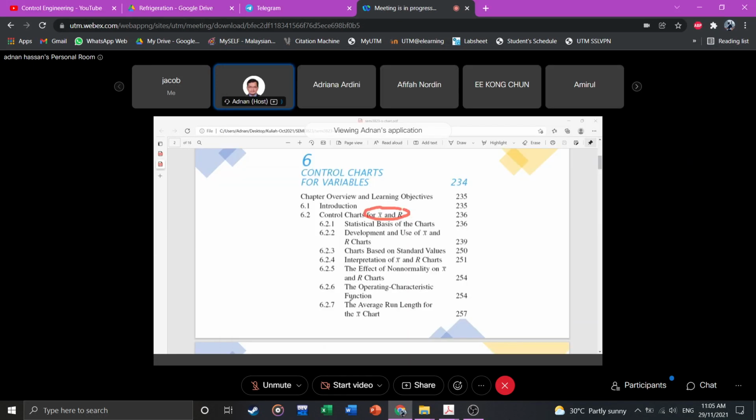So I would like to highlight this. How do we measure the performance of control chart? Okay, we can measure how good is the control chart. We call it performance of control chart. Like when we are designing something, in this case we are designing control chart, the performance of control chart.